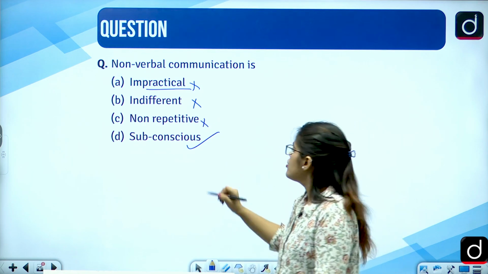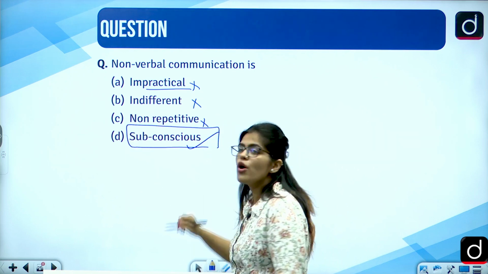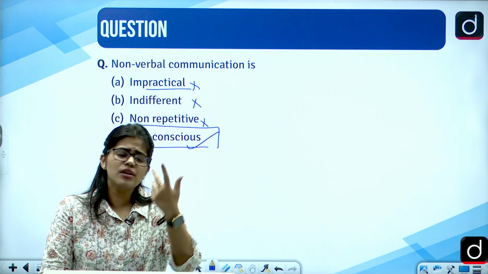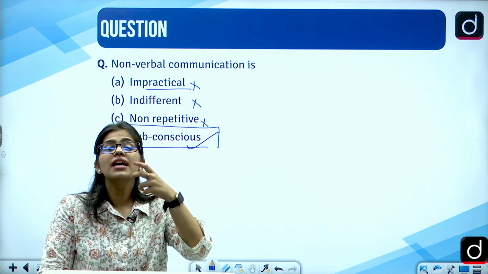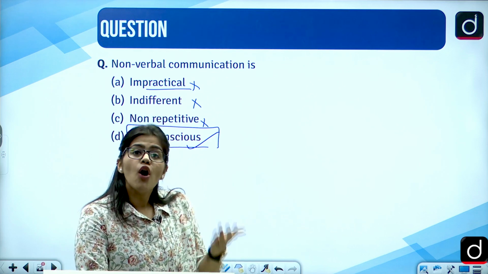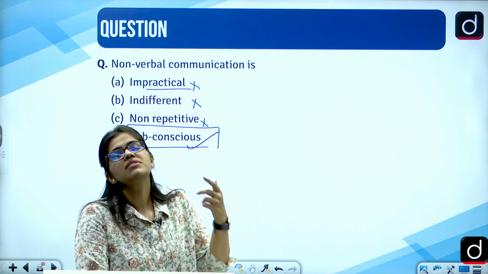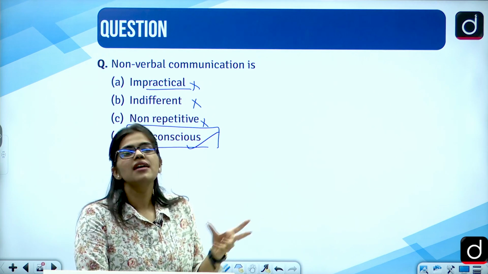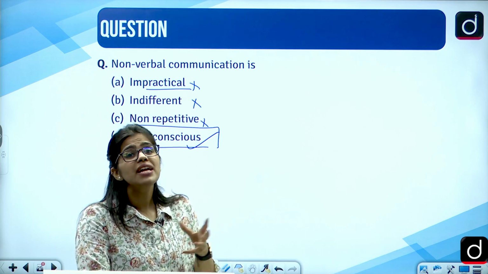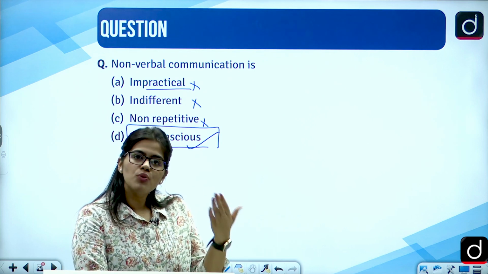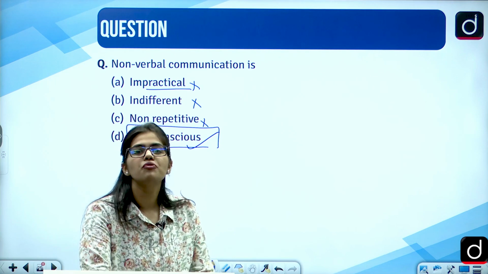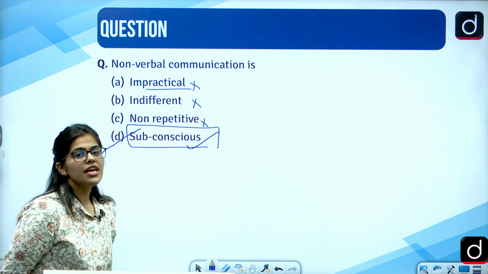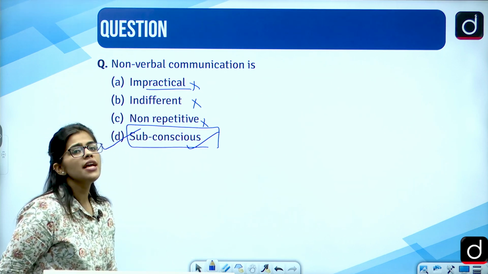And definitely your non-verbal communication is subconscious in nature, because you know that these gestures that you use in the class or whatever gestures you use, these are all drilled in your head. You already know that nodding your head becomes yes. So they come naturally to you, hence they are also seen as subconscious in nature. You do not always deliberately do them. They are always attached with the communication you are doing. Hence D becomes the right answer. The non-verbal communication is subconscious in nature.